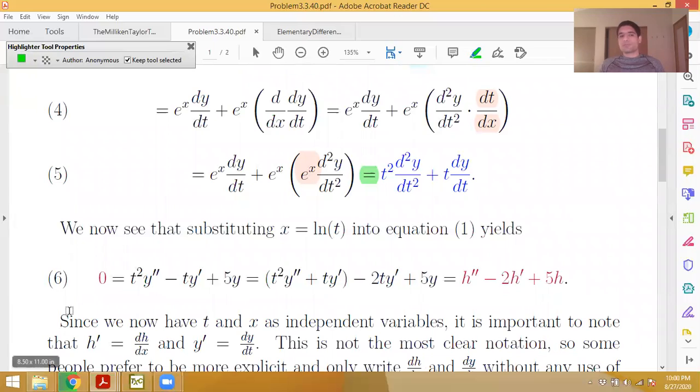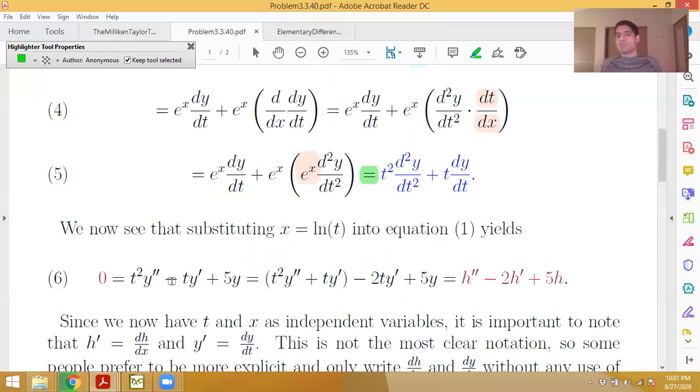So now, in equation 6, we start off with the original Euler equation that we were given. 0 equals t squared times the second t derivative of y minus t times the first t derivative of y plus 5y. I haven't done anything yet, just rewrote the equation.